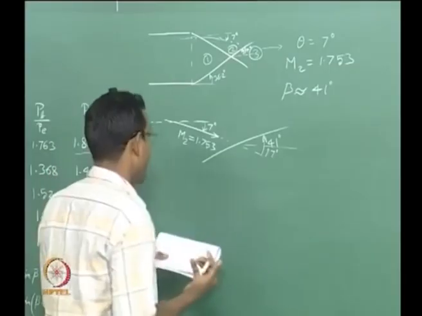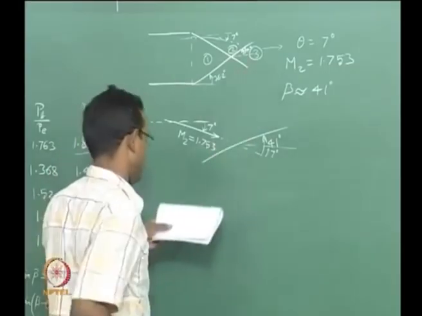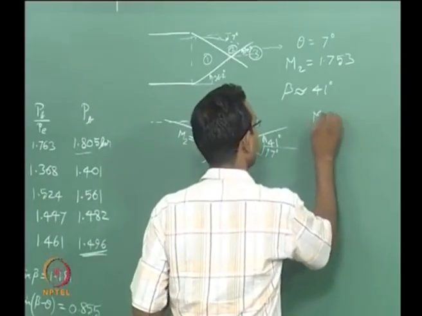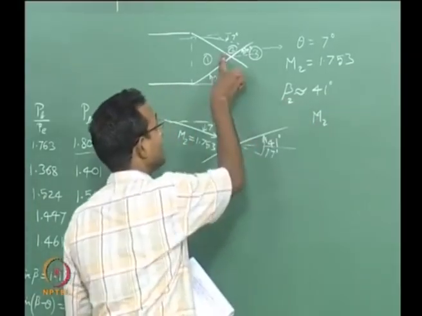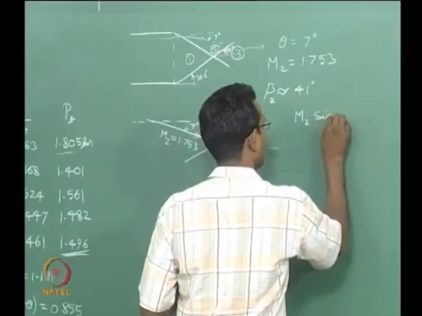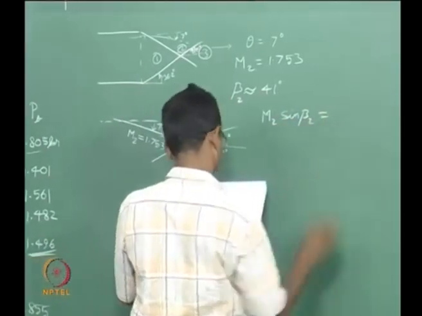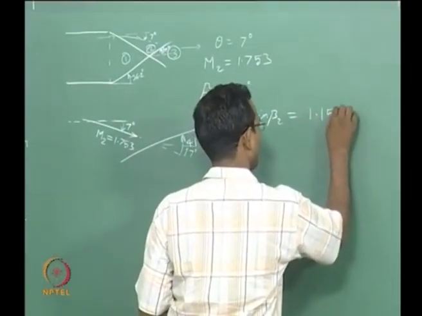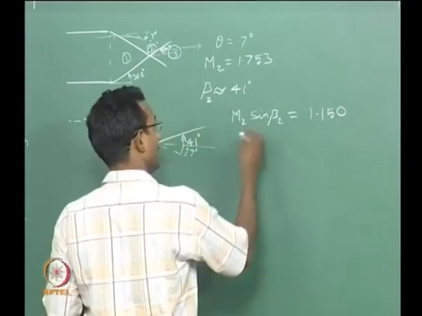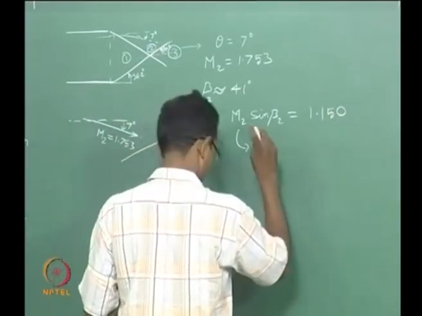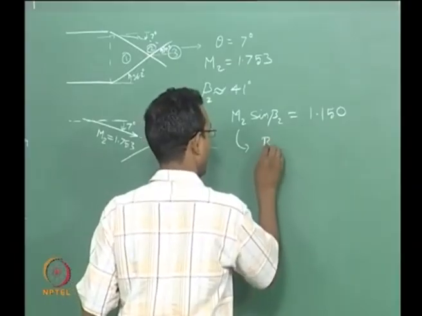So, now I just have to go and find pressure here, P3. Again simple stuff, I just have to find M2. I will put beta 2 here because this is the second shock. Okay. M2 sin beta 2. That value is 1.150. Okay. This will, from normal shock tables, give me P3.